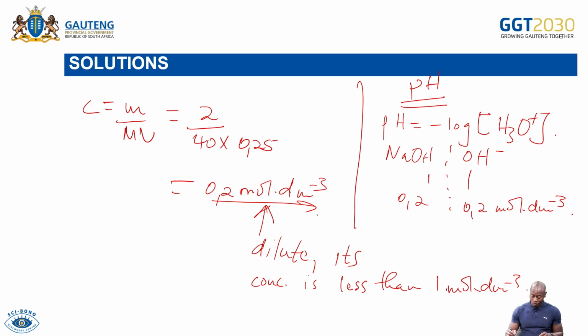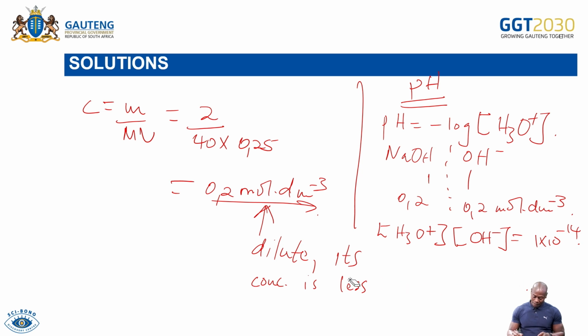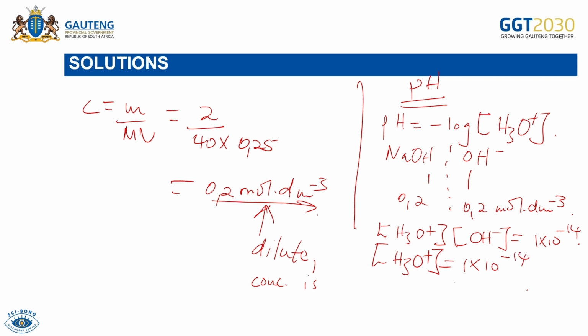We go straight to Kw, right? So Kw is the concentration of hydronium ions multiplied by the concentration of hydroxide ions. This equals 1 times 10 to the power negative 14 at 25 degrees Celsius. So I'm looking for the concentration of hydronium ions. The concentration of hydronium ions will be 1 times 10 to the power negative 14 divided by the concentration of hydroxide ions, which is 0.2.